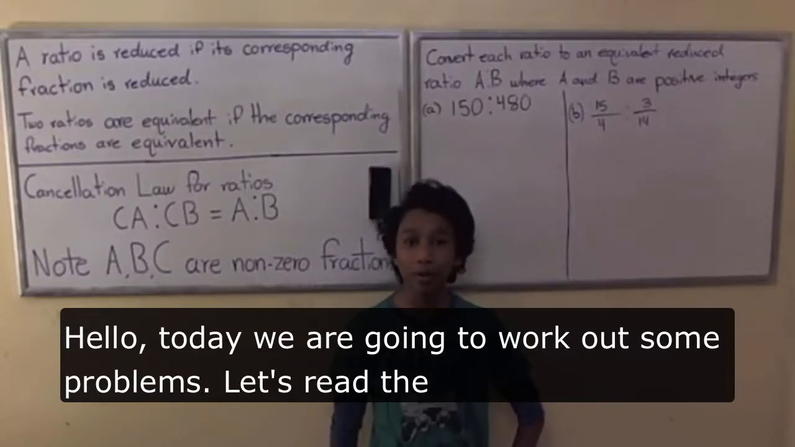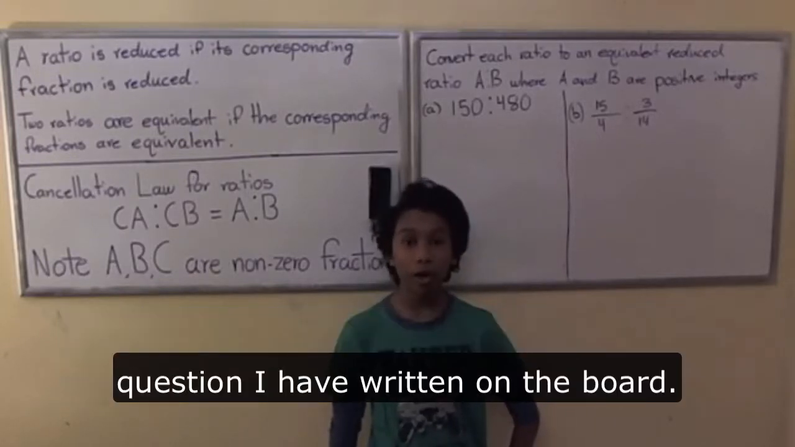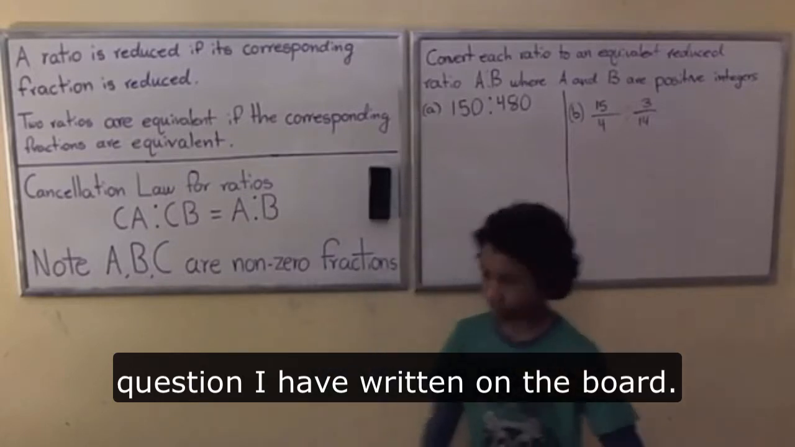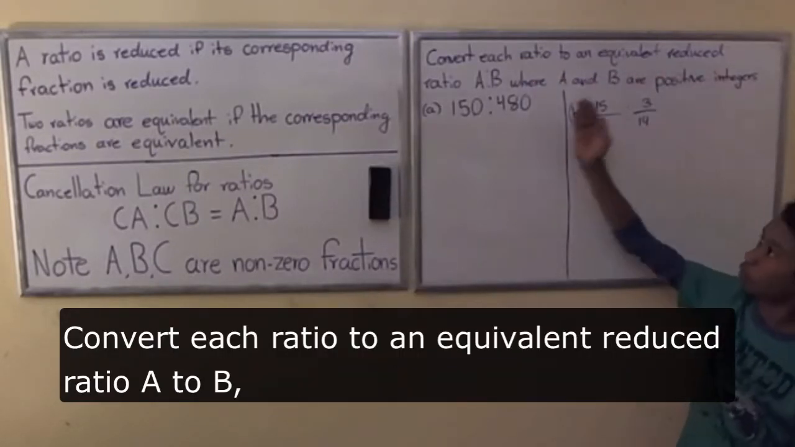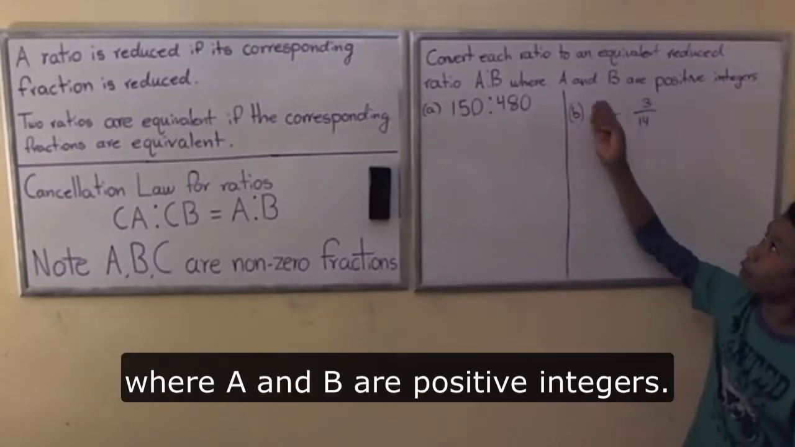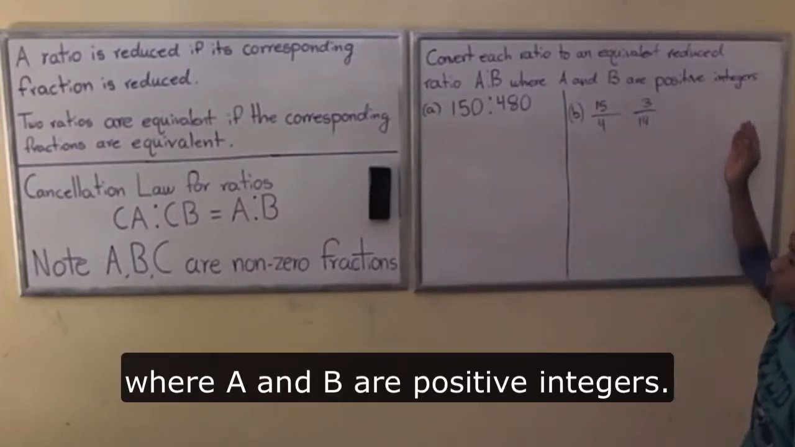Hello, today we are going to work out some problems. Let's read the question I have written on the board. Convert each ratio to an equivalent reduced ratio, A to B, where A and B are positive integers.